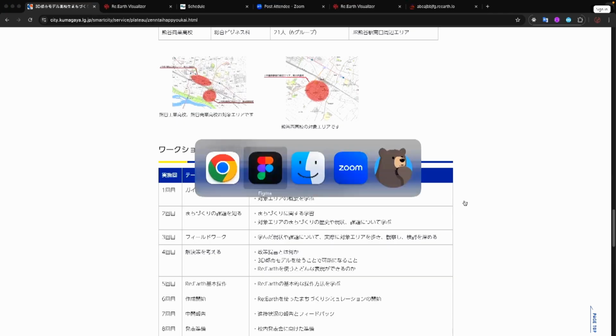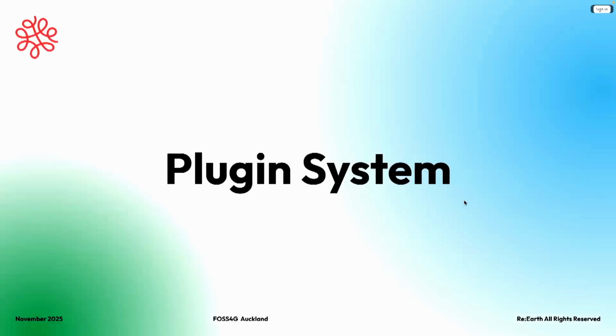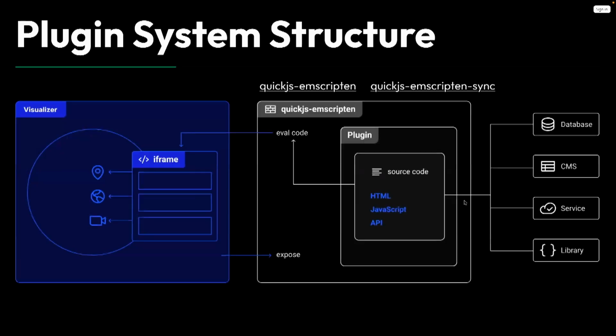Okay, this is one use case I want to share because we don't have much time. I want to move to the next part: how our system becomes so easy for making plugins. We use QuickJS to make a sandbox, using an iframe idea, and the plugin system allows plugins to connect to all the third-party services or something.